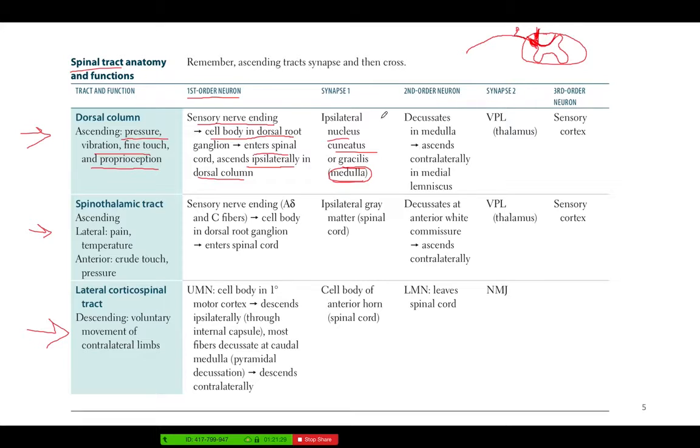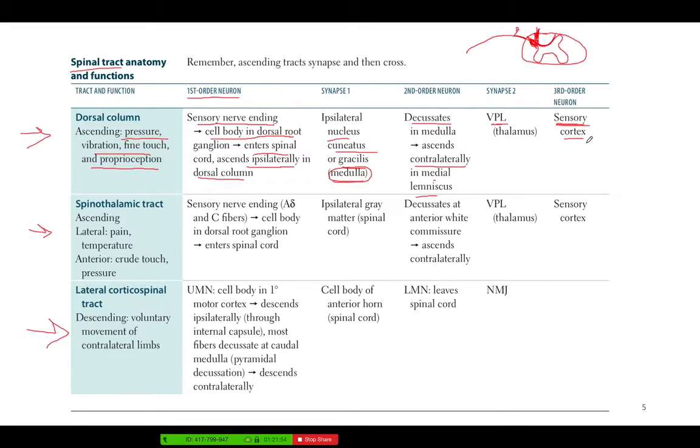So it gets to the medulla, and there it's going to synapse. The second order neuron is going to cross sides. So now it crosses to the contralateral side, and then it's going to ascend contralaterally in the medial lemniscus. The second synapse is going to be in the thalamus, and then the last nerve is going to be in the sensory cortex, where we finally will process this sensory information.